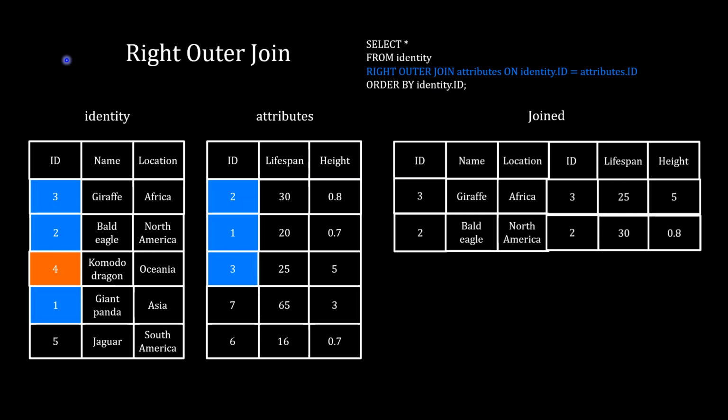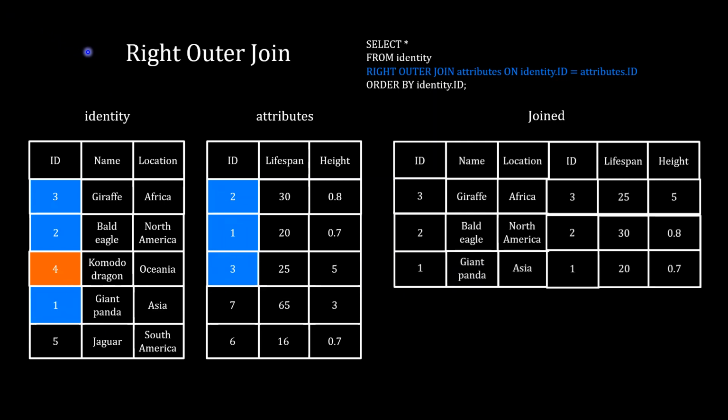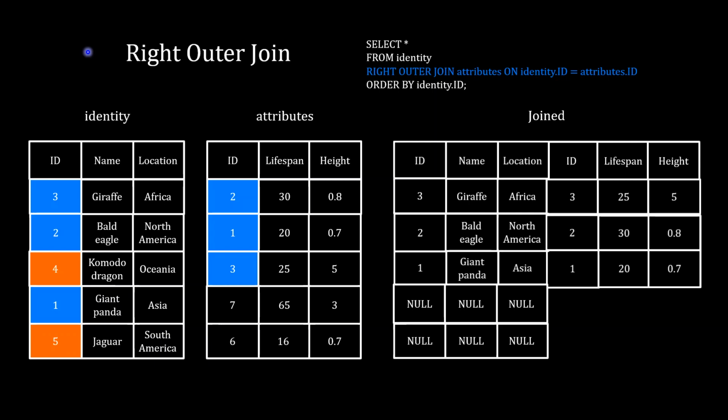So we're going to be looking at the ID number 1, which is matching here with the lifespan of 20 years and the height of 0.7 meters. So we know that that is a giant panda. So we're going to be combining those two records. And then finally we have another ID here, ID number 5, which isn't found whatsoever in the attributes table. And now we can see in the attributes table that we have 2 leftover records that have not been used.